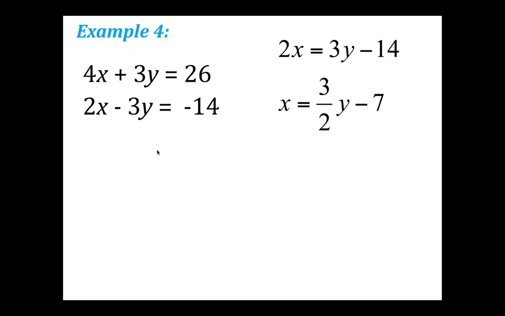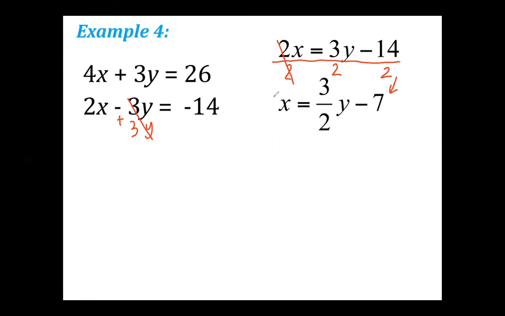So to do that, I first added 3y to both sides. That gave me 2x equals 3y minus 14. And then to isolate x, I just divided everything by 2. So 2x divided by 2 would cancel. 3 divided by 2 would just be 3 over 2 y. And then negative 14 divided by 2 would simplify to negative 7. So my final equation would be x equals 3 halves y minus 7.